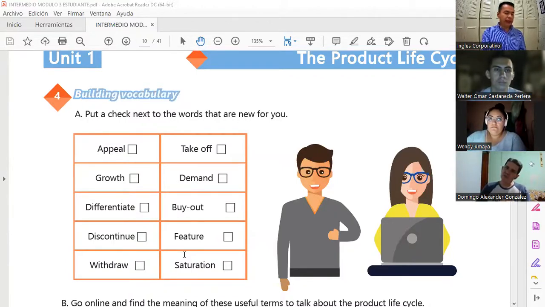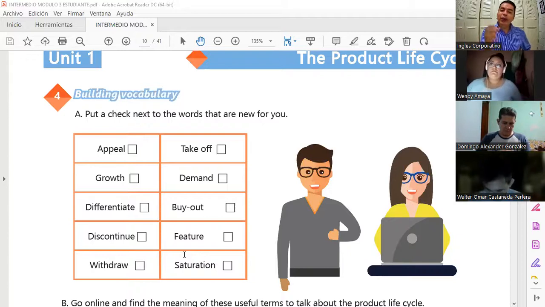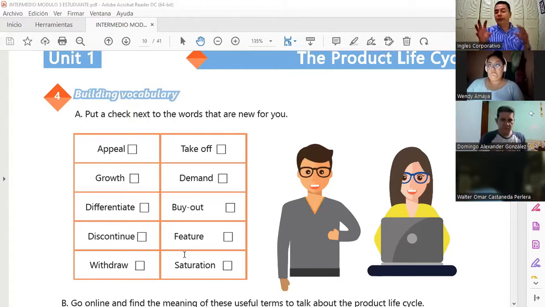And let me see another student at random, you know, al azar, at random. Ever de Jesus, which of these words are new for you, Ever? For me, withdraw. Withdraw, right? It's a new word. Yeah, I remember because when I go to the ATM, you know, cajero automático, I like to use English, right? And it says withdraw. Withdraw means retiro, right? So it's the same here, but in the case of withdraw, withdrawing a product, right? Good. And the last question, let me see.